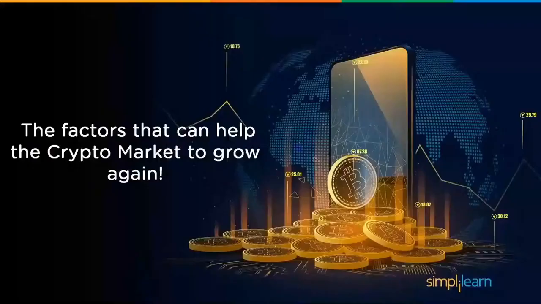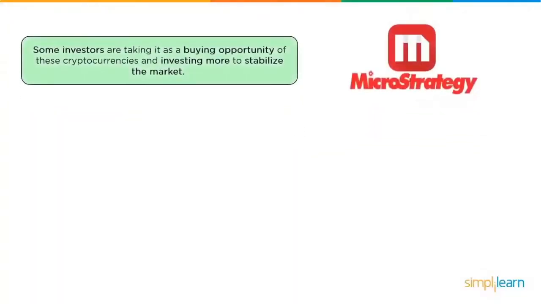So now we have covered everything about the market crash of cryptocurrency. Let's dive into the factors that can help the market to grow again. Despite their dramatic downturns, these cryptocurrencies have consistently recovered from their downtime. People in the crypto market systems have termed this decline as a short-term correction. Long-term investors like MicroStrategy call this crash a buying opportunity and are investing more to stabilize them.